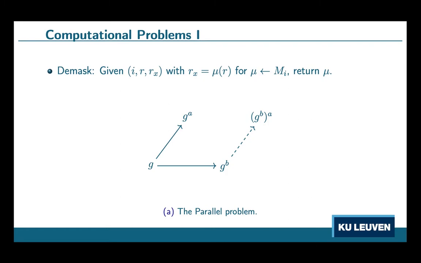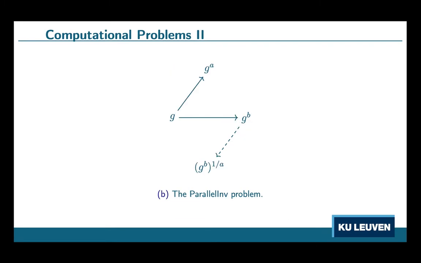So the second problem we have here is the parallel problem. Given the usual tuple G to the A, G to the B, here I'm using discrete logarithm notation to make this very familiar, then the challenge is to compute G to the B to the A. The second problem we have is a variant of the first, and here the challenge is to compute G to the B to the 1 over A. So depending exactly on how you formulate your CDH problem, this can be proven to be equivalent in the discrete logarithm setting.